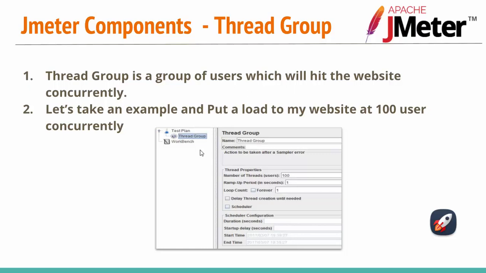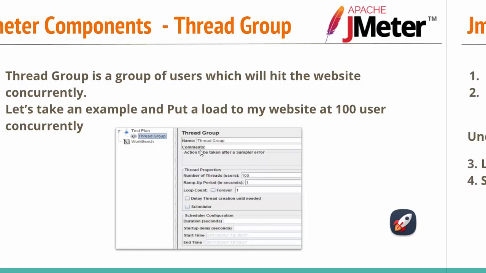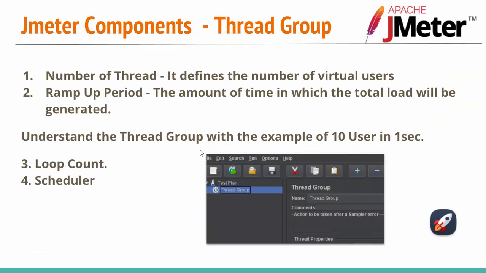But generally, if we have a low configuration machine, it will take time to reach 100 users. Another important thing that we need to keep in mind when thinking about thread groups is that the number of threads basically defines the number of virtual users, and the runtime is basically the amount of time for which the total load will be generated.